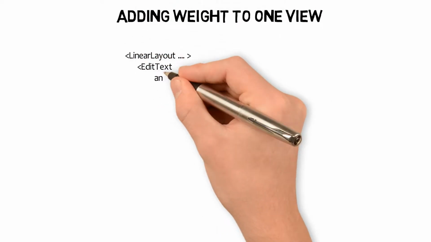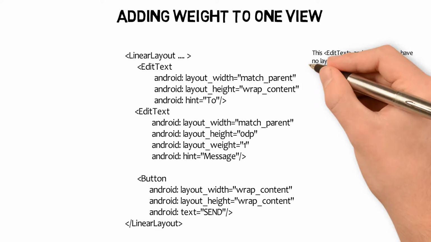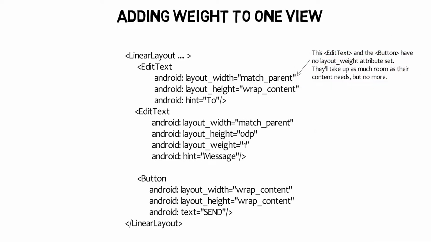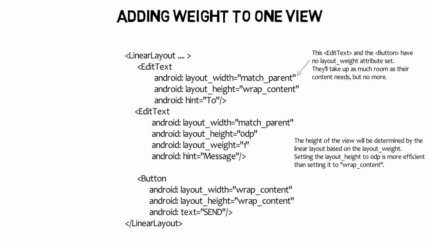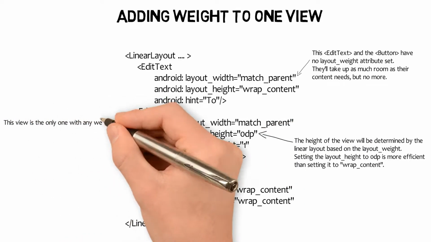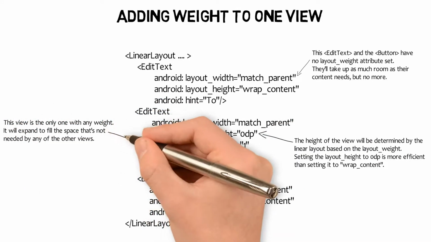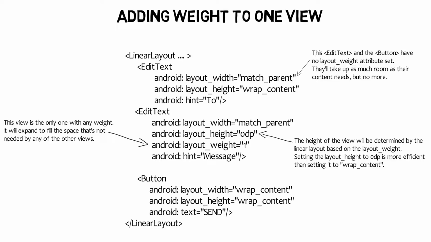We need the message editable text field to take up any extra space in the layout. To do this, we will set its layout weight attribute to 1. As this is the only view in the layout with a weight value, this will make the text field stretch vertically to fill the remainder of the screen. Here's the code.